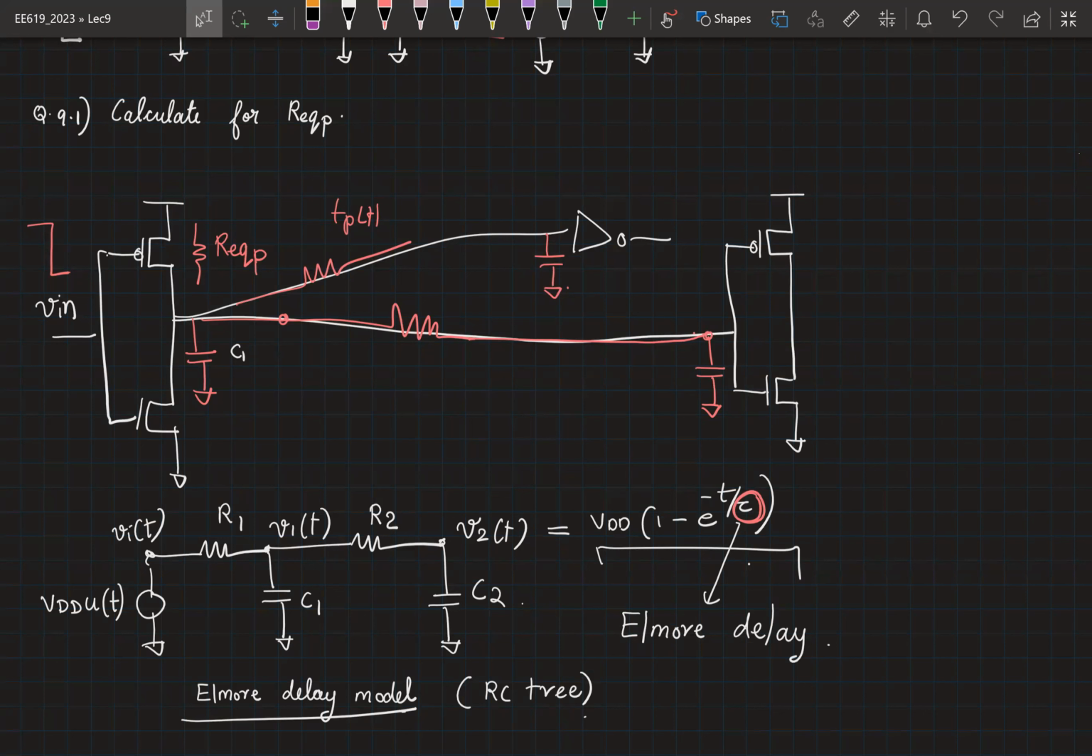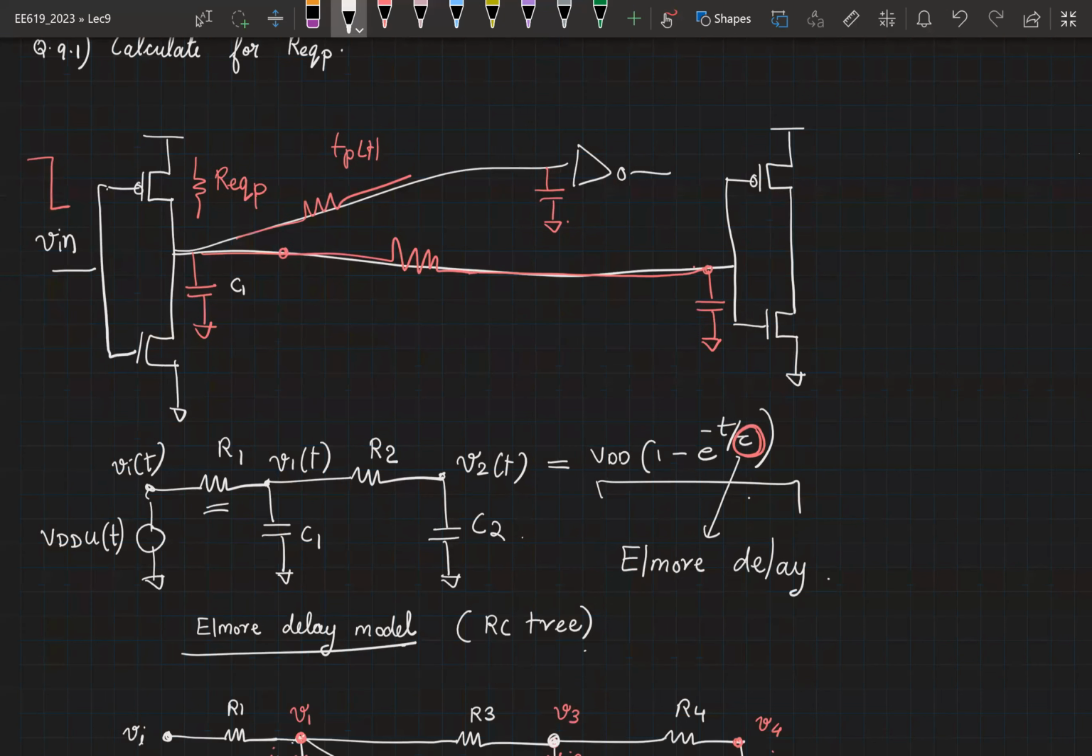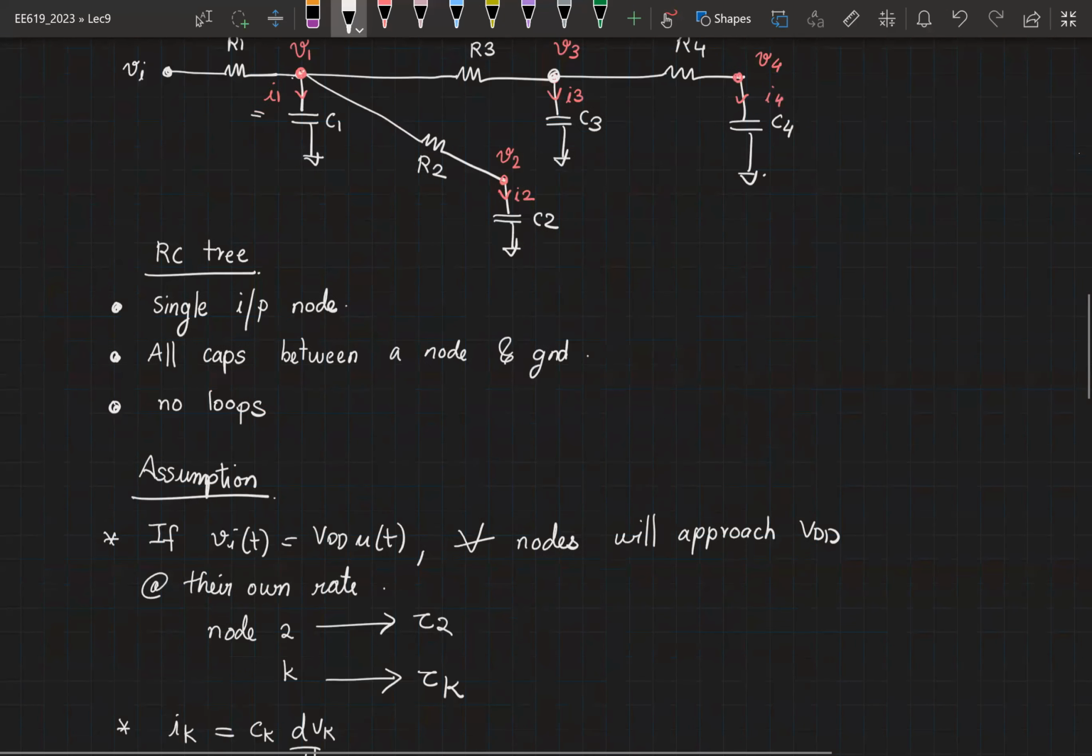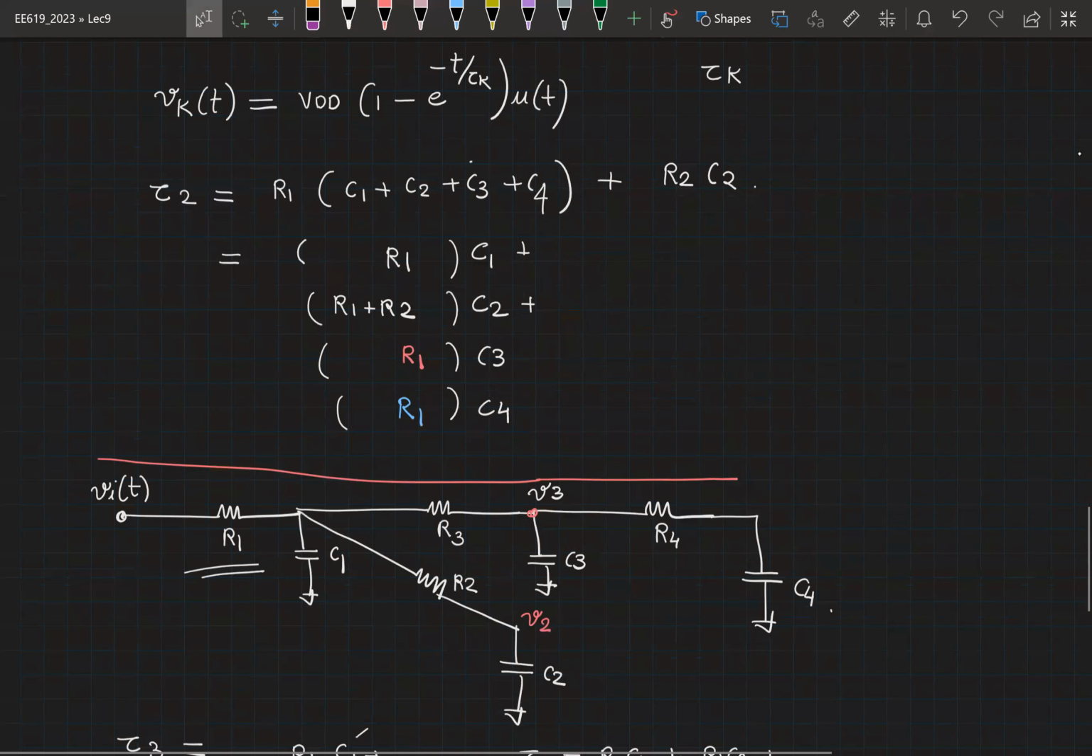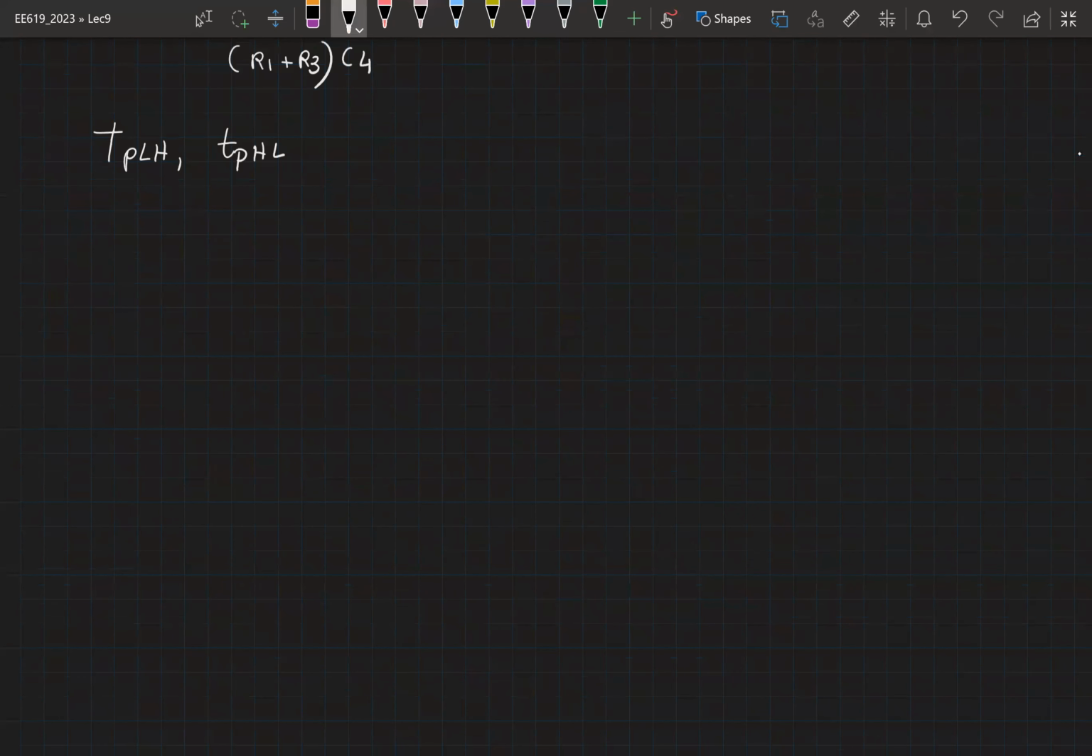The method for the Elmore delay expression is the same, just that your first resistance will now get replaced with the equivalent resistance of the NMOS, right? So depending on whether you are calculating it for rising edge or falling edge, you will have to change your network. Your resistor value can change. So this way you can calculate your TP low to high and TP high to low. Quickly tell me whether these values are going to be greater than or lesser than Elmore delay.